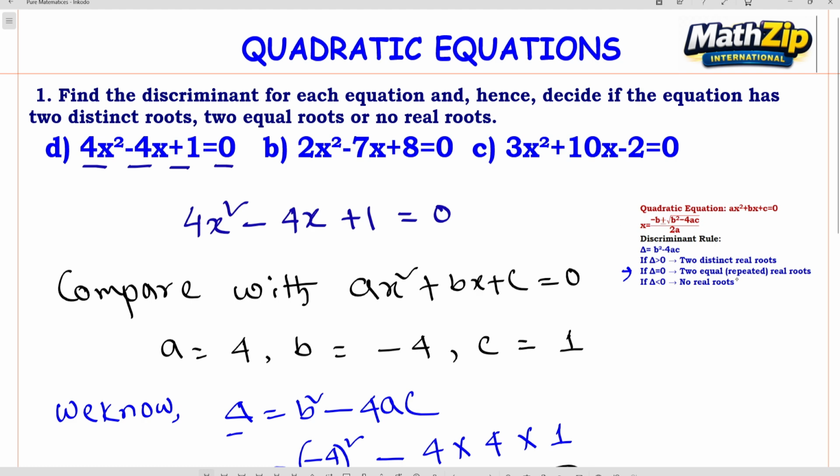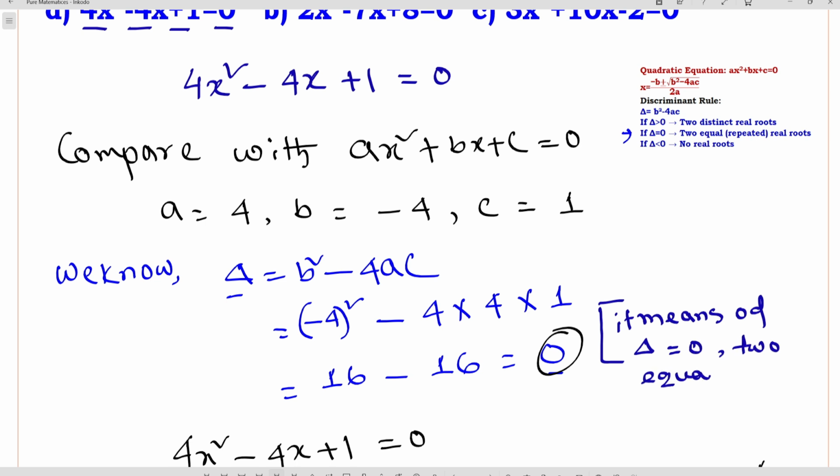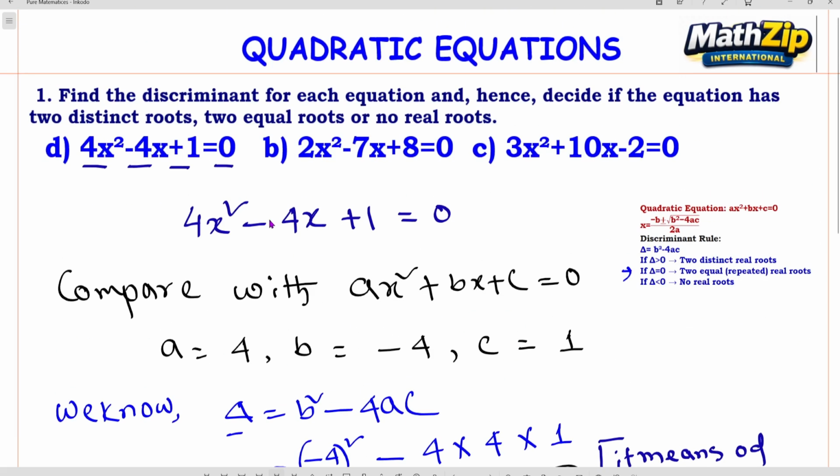So two equal repeated real roots. Discriminant equals to 0 means, so in the note we can write, delta equals 0 means two equal repeated real roots. And what is the repeated root? It's 1 by 2. So our first question answer of this video, number D, has been done.